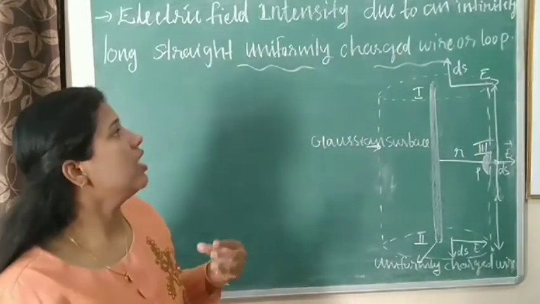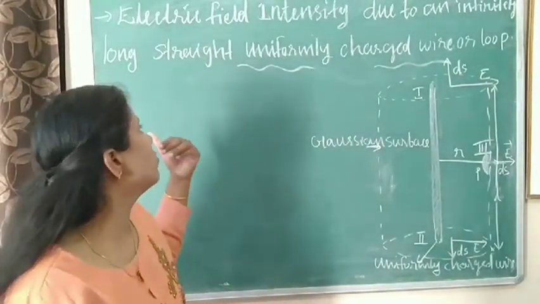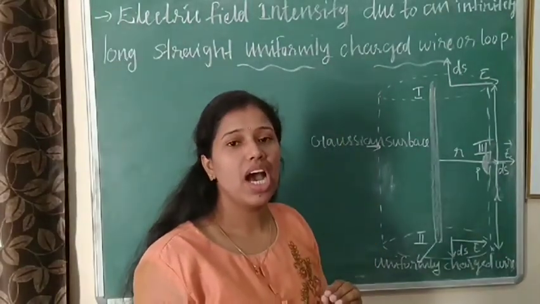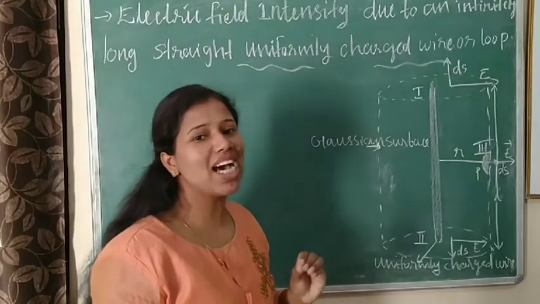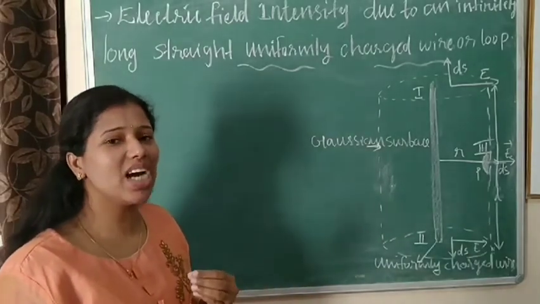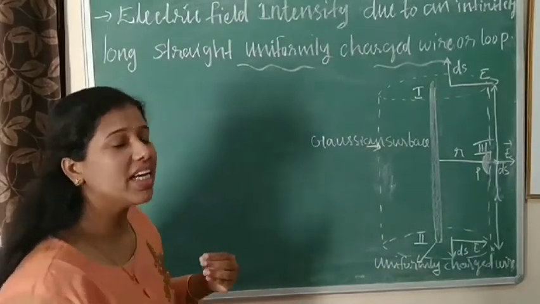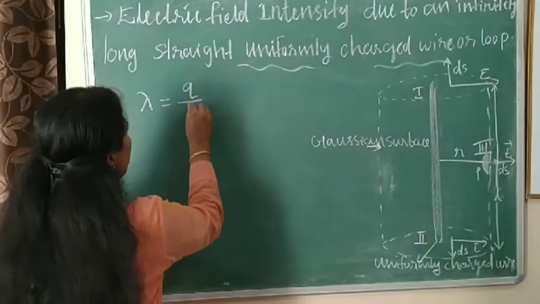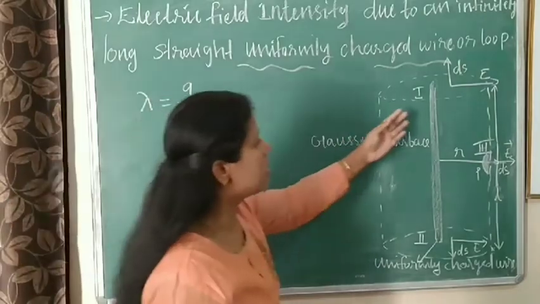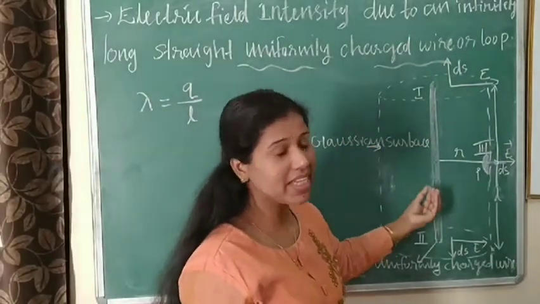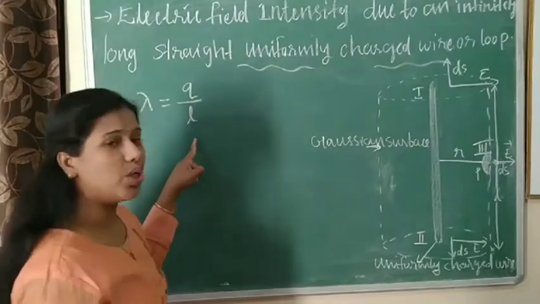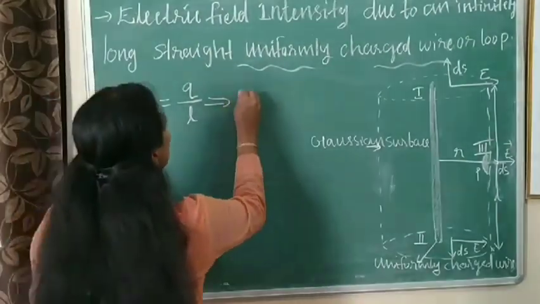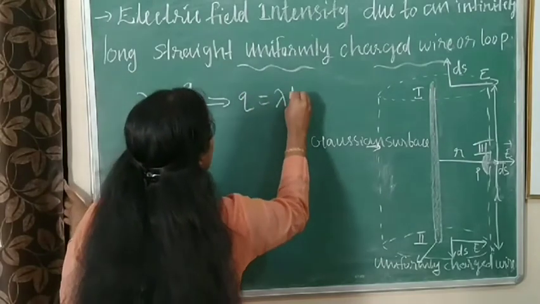Consider an infinitely thin, straight, uniformly charged wire having linear charge density. We know that linear charge density lambda is equal to charge divided by length. Here we are considering that wire only, that's why linear charge density. Lambda is equal to Q by L. From this equation we can write Q is equal to lambda L.